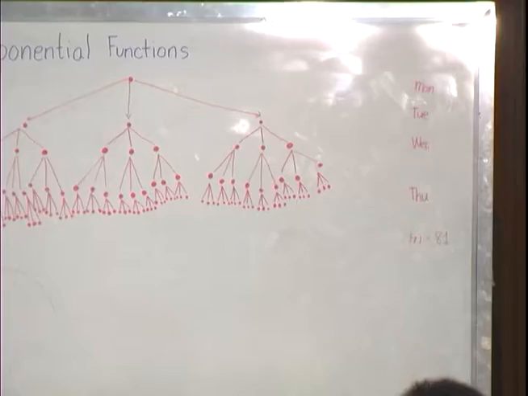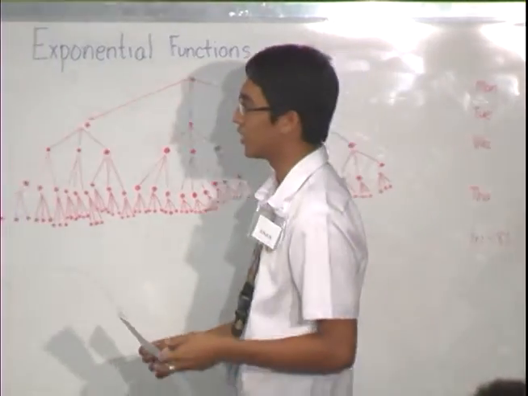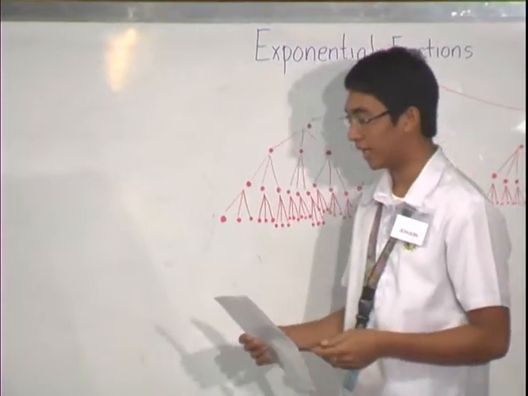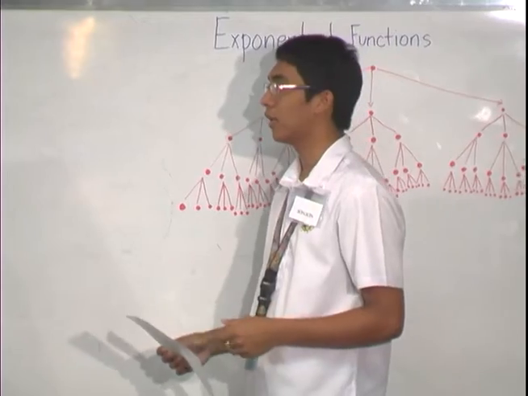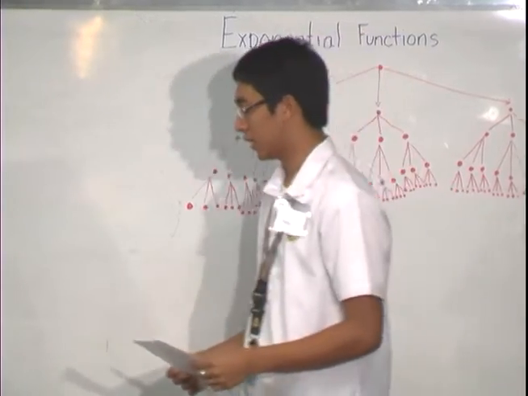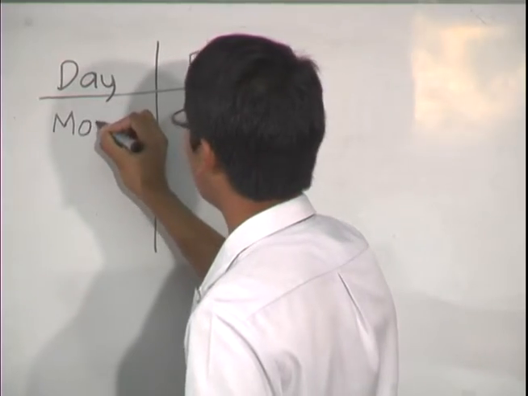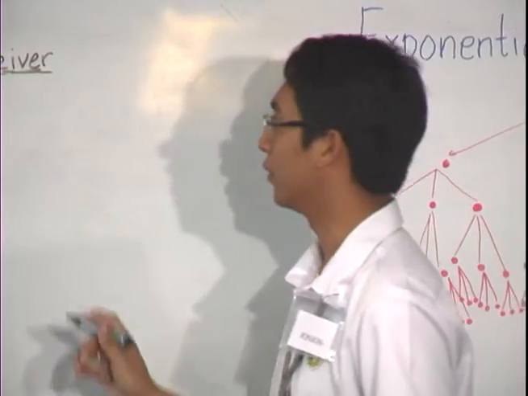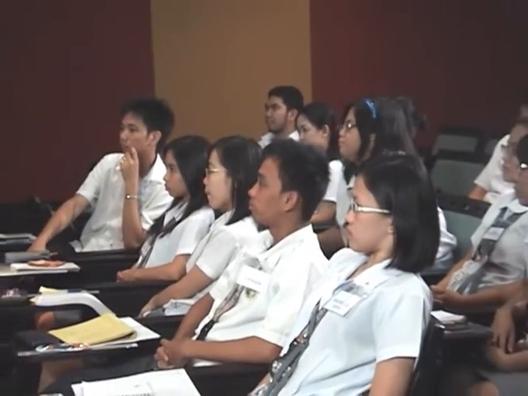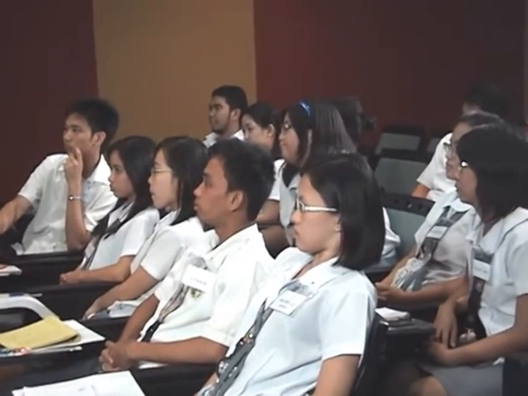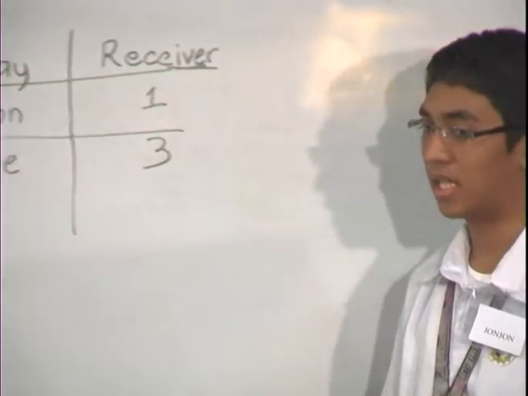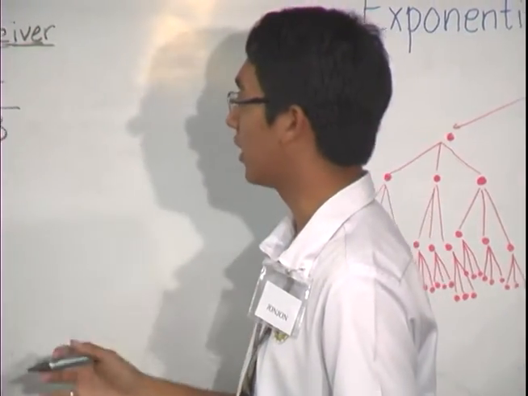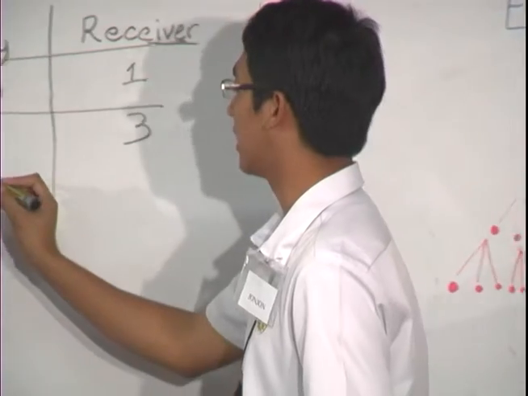Okay. For convenience, we use the table to show the number of days and the number of receivers on a specific day. Okay. On Monday, only the chairman received the news about the typhoon. The next day, the chairman shared the news to 3 residents. And on the next day, these 3 residents shared the news to other 3 residents.